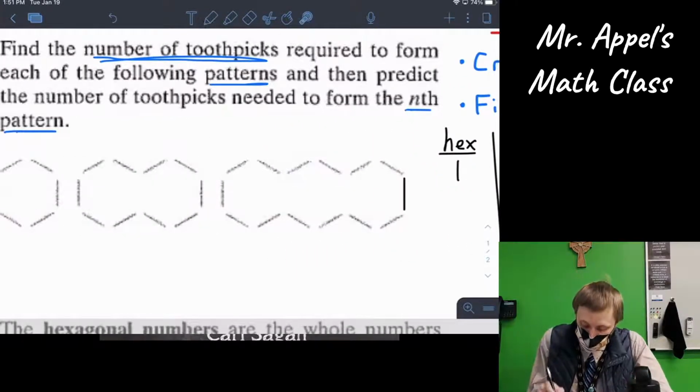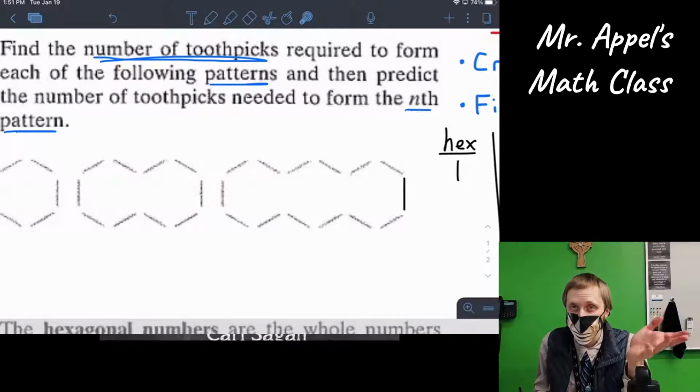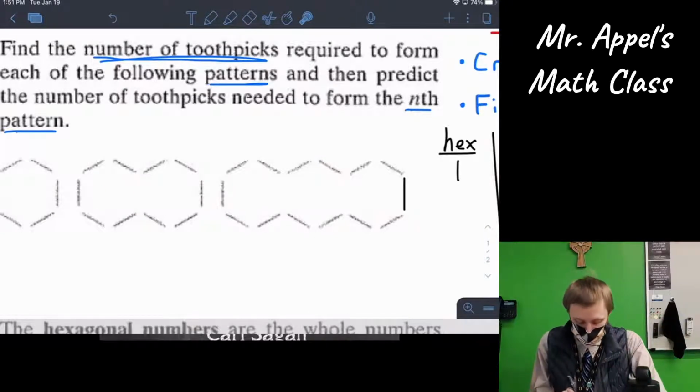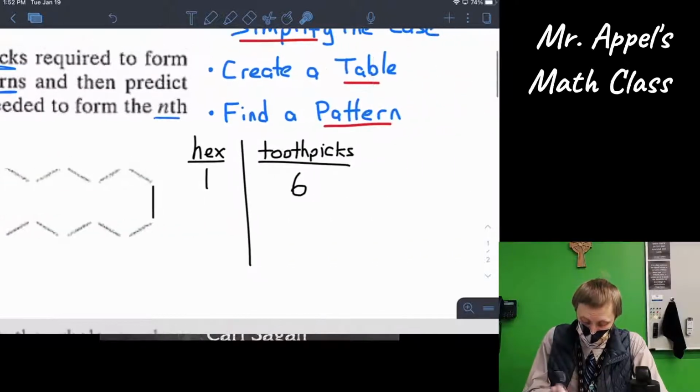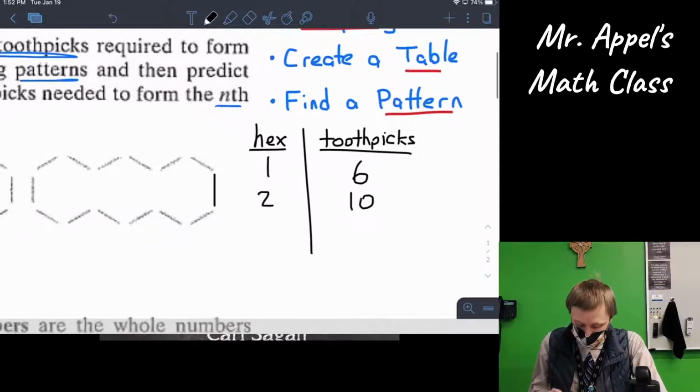For 2 hexagons, you would think 12, if they were separated, right? 6 for each one, except they share this side, and that doesn't get a toothpick. So really, we have 1, 2, 3, 4, 5, 6, 7, 8, 9, 10 toothpicks. So 2 hexes in a row needs 10 toothpicks.